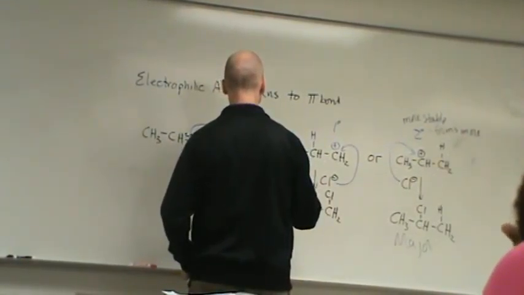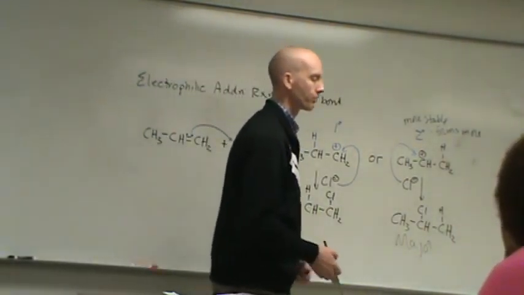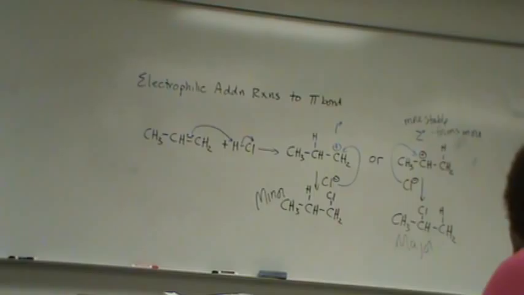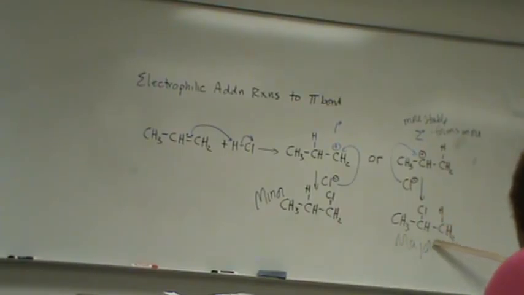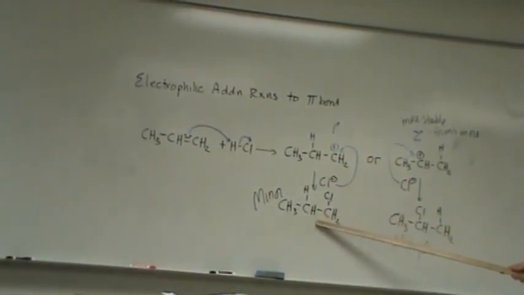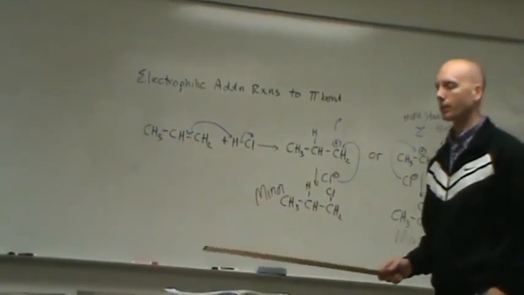So this one down here will be the major product, and this one here is the minor product. Okay, so why is that the major product? Because its carbocation was more stable, and so it'll form more. Remember, thermodynamics. This one was less stable, so it'll form less, so this product will form less than that one.